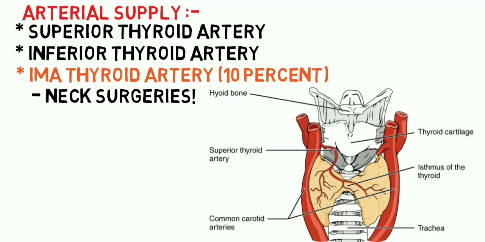And this picture shows the arterial supply of the thyroid gland. You can see the superior thyroid artery, and below there is the inferior thyroid artery, which supplies the inferior part of the thyroid gland.